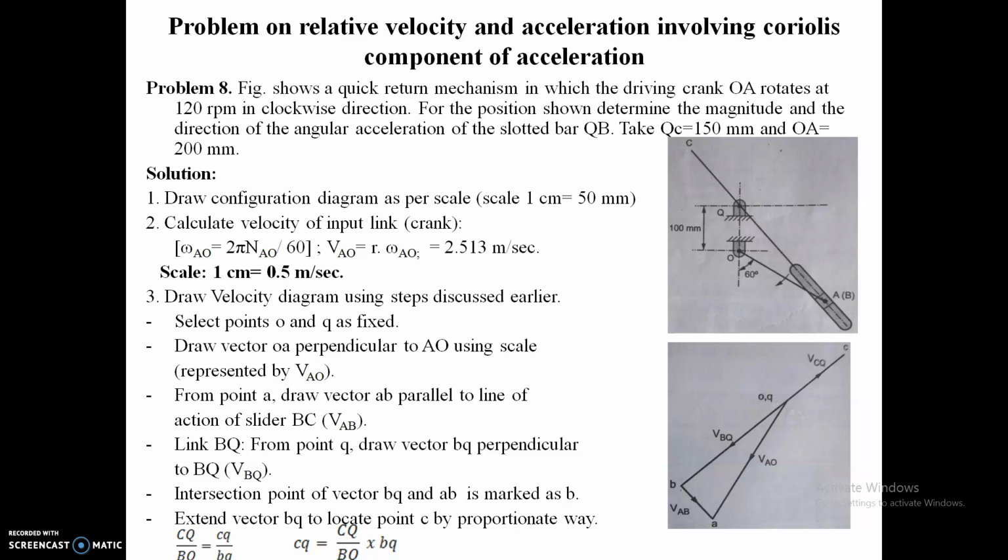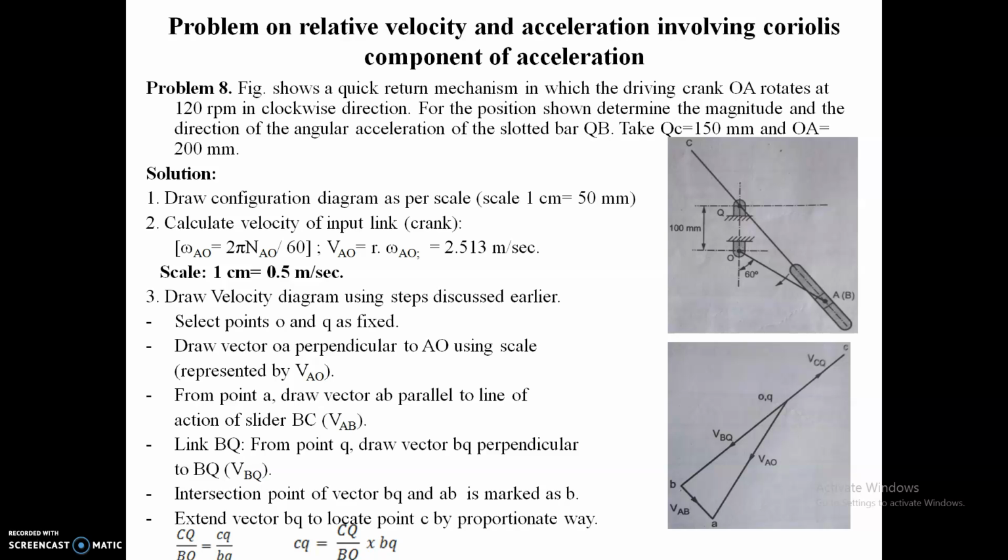Then you go for the other link QB. The velocity of link QB is perpendicular to link QB. From the fixed point you draw the velocity, and then you get small b. The point C lies on link QB, so as per the proportionate method, you can easily locate the point C on the link QB.